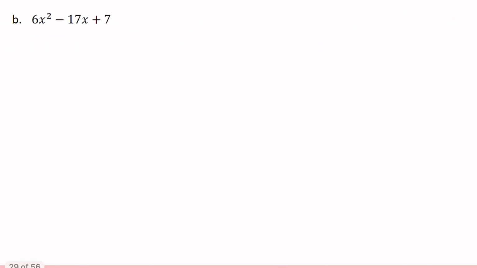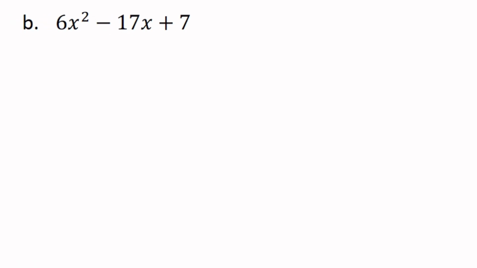Now, part B says we need to factorize this. Usually what we do is find 2 numbers that multiply to give us the last, add to give us the middle, but because it is a non-monic polynomial, which means we have a number in the front, we actually need to multiply these 2. So a times c needs to equal 6 times 7. So 6 times 7 is 42. I want two numbers that multiply to give us 42 and add to give us negative 17.